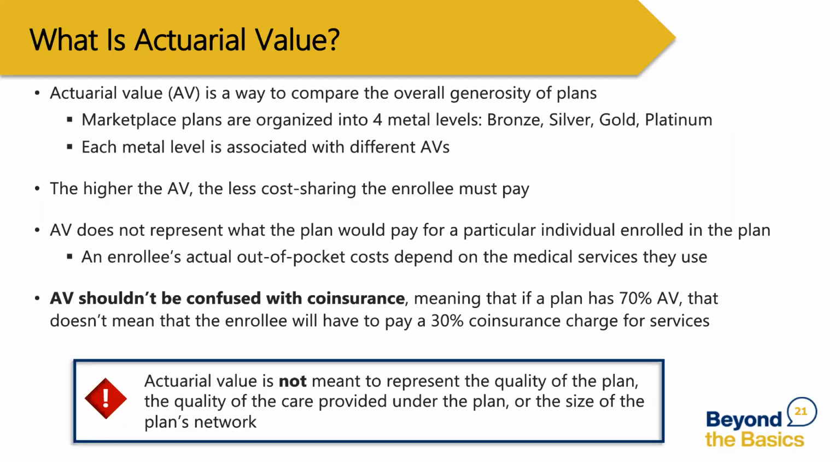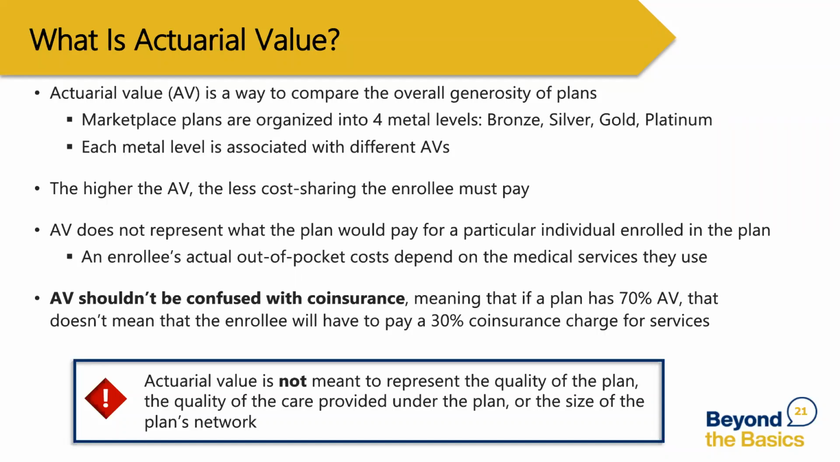Actuarial value, or AV, is a way to compare how generous one plan is compared to another. This is how the plan metal levels are determined. The marketplace plans are organized into four metal levels: bronze, silver, gold, and platinum. Each of those levels is associated with a different actuarial value. The higher the actuarial value, the less cost sharing the enrollee must generally pay. It's basically a way of defining how much a plan provides in coverage to a standard population, and then comparing that for each of the metal levels.